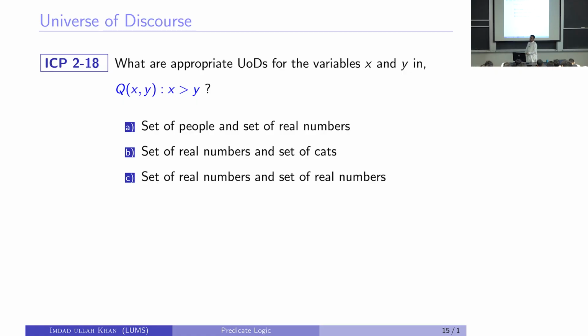Similarly, x bigger than y, that was the one where we were stuck. We'll need 2 universes of discourse, for x and for y, right? Would it be a sensible universe of discourse if x takes values from the set of people and y takes values from the set of real numbers? Yes or no? It makes sense that both of them should be the set of real numbers, right? Not cats. Is this clear?